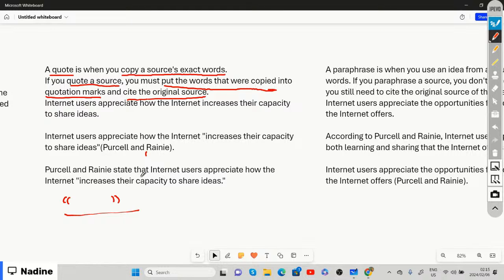And even if, let's say, we directly take something from either a book or journal entry, right? If you directly take something, you need to put it in quotation marks because you are quoting it. For example, internet users appreciate how the internet, and now this is directly taken, increases their capacity to share ideas. And that is by Purcell and Rainey. And then Purcell and Rainey state that internet users appreciate how the internet increases their capacity to share ideas.